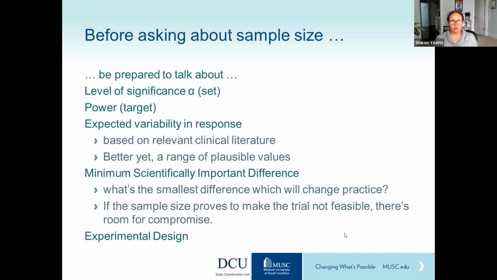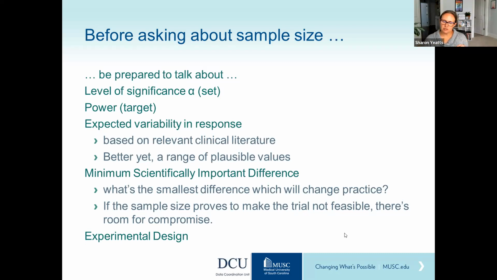Oftentimes, especially when we're dealing with outcomes like survival, folks will say, well, even a 2% improvement in survival would be clinically meaningful. There are going to be lots of scenarios in which designing a trial for the minimum scientifically important difference is going to make the sample size not feasible. But when you start there, there's room for compromise. And then you can think about, okay, I can't do that. What if I bumped it up a little? Or what if I made some changes to impact these other assumptions that I'm making?